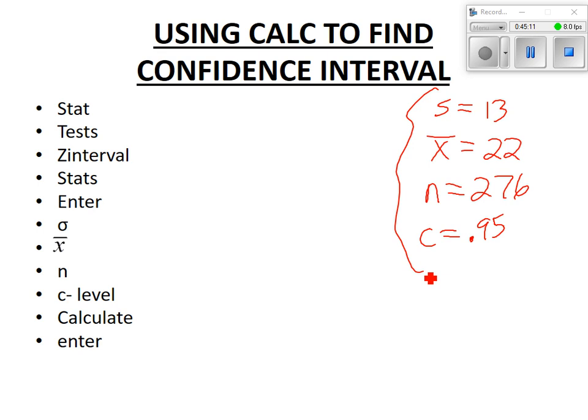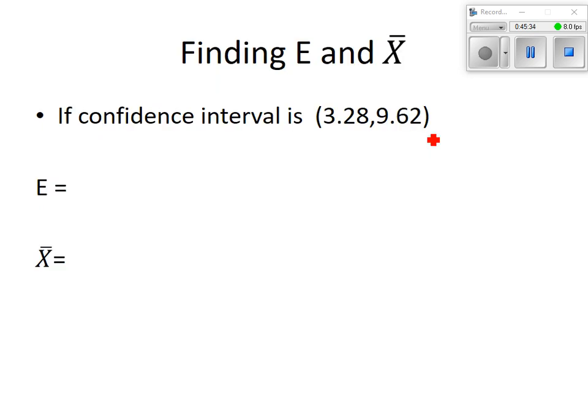So, stat, test, Z interval, hit enter. Mine pops up like this, and it just has a screen with all this stuff on it. It has input data, sigma, X bar, so on and so on, and a list sort of right there.